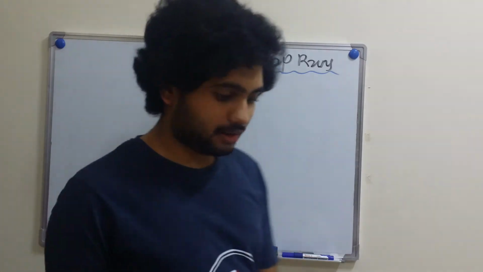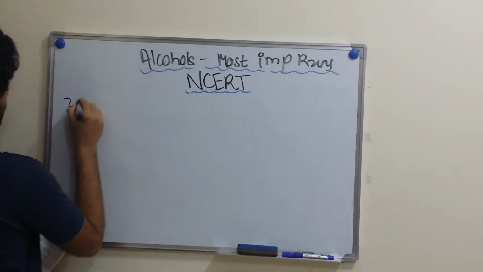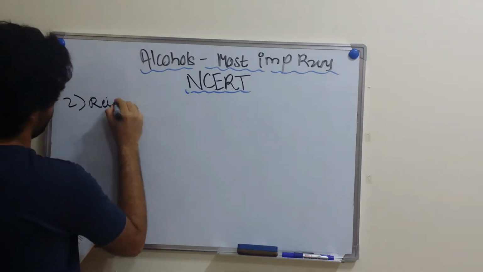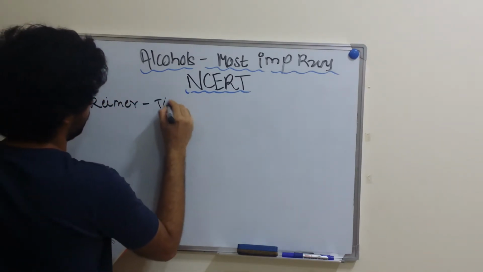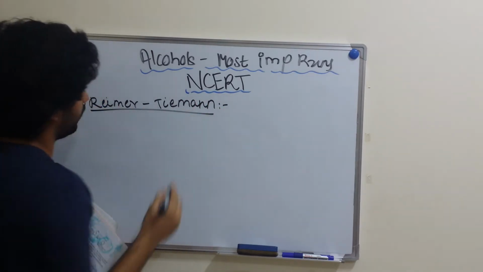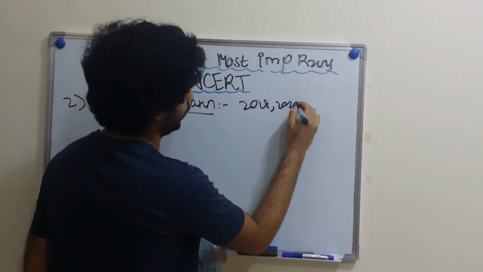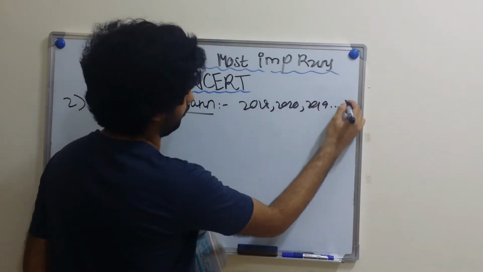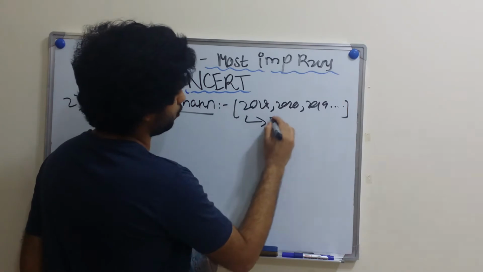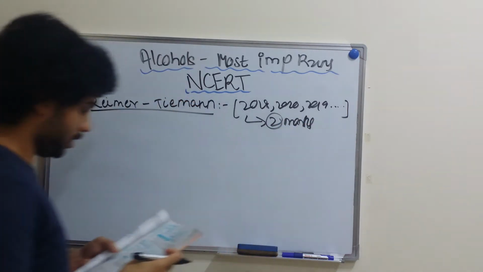The next important reaction we have is the Reimer-Tiemann reaction. This is again most important. If you take any previous year, 2018, 2019, 2020, every year a 2-mark question has come from here. Very important.